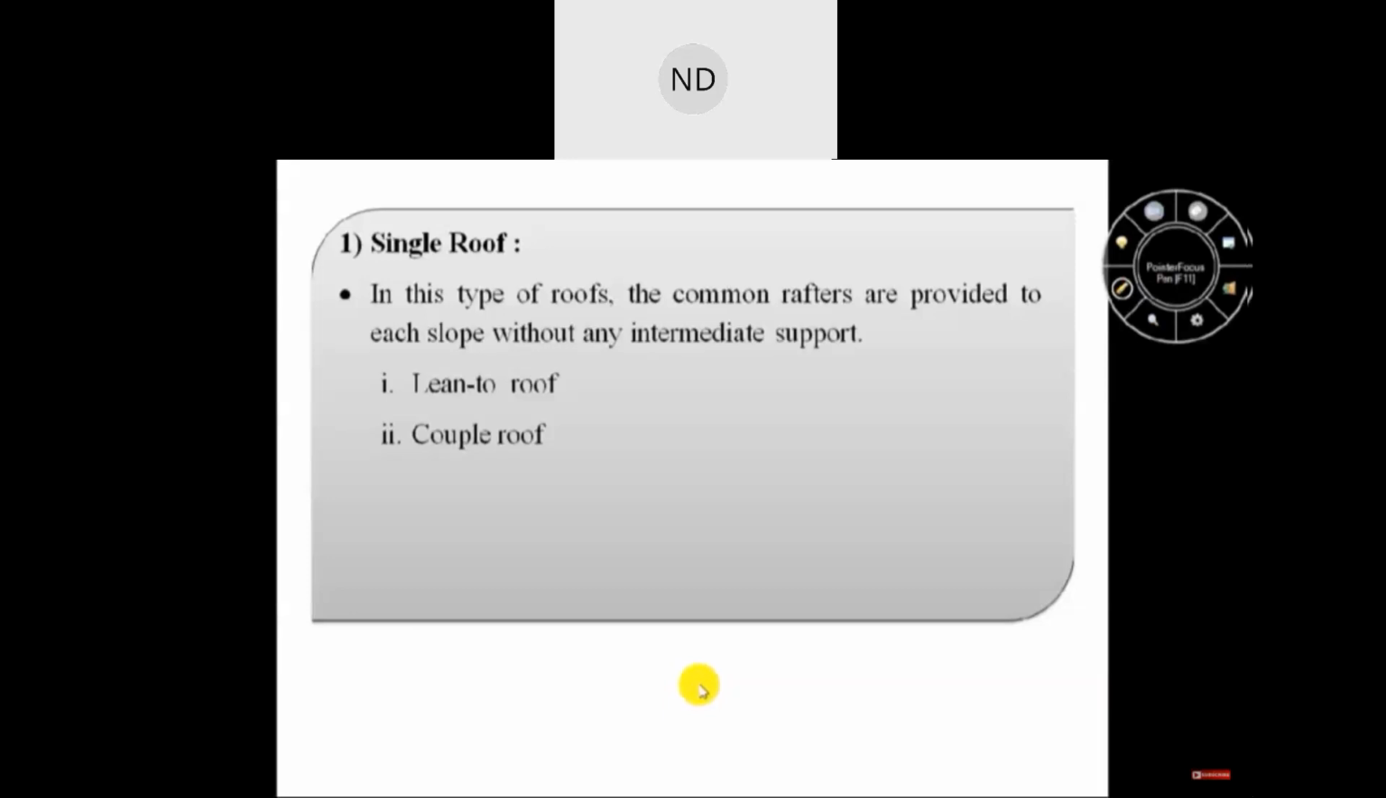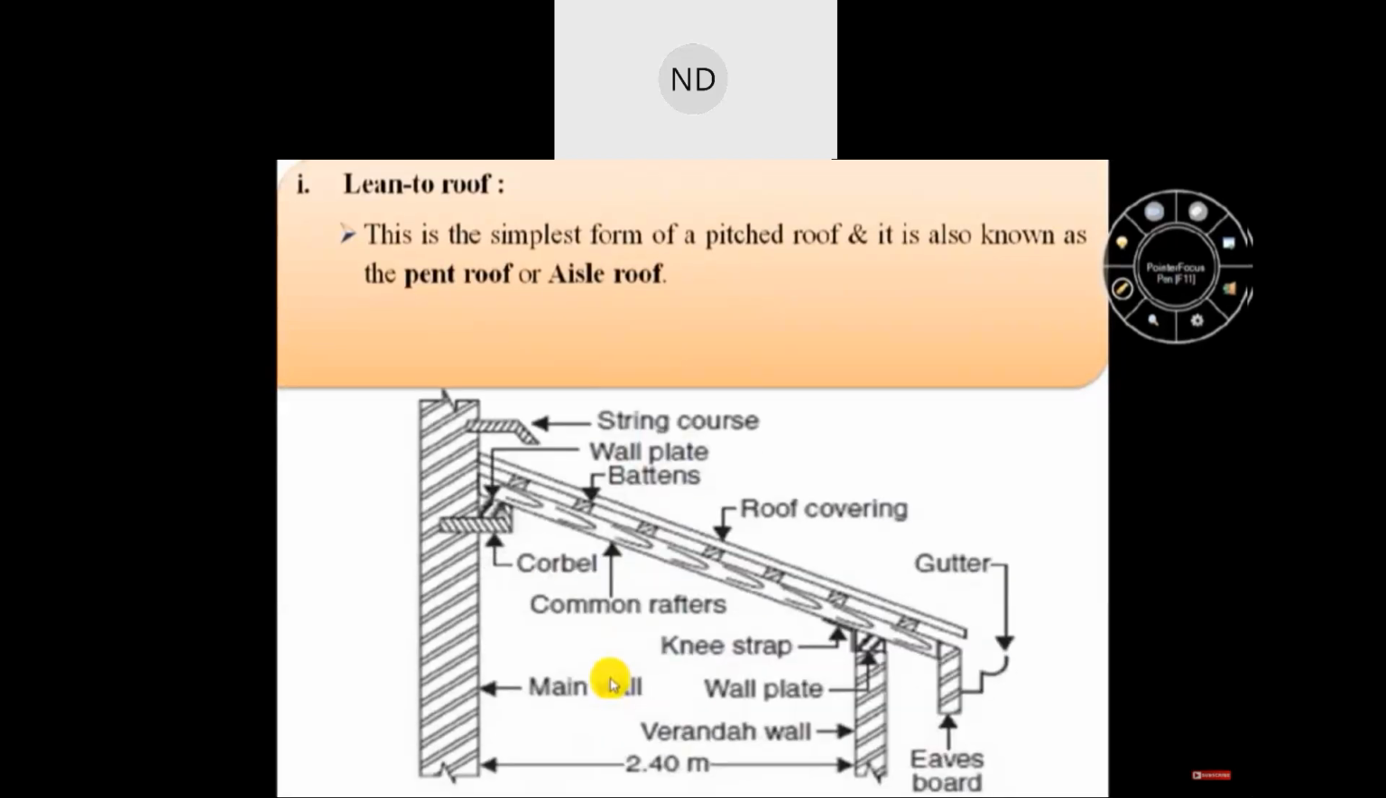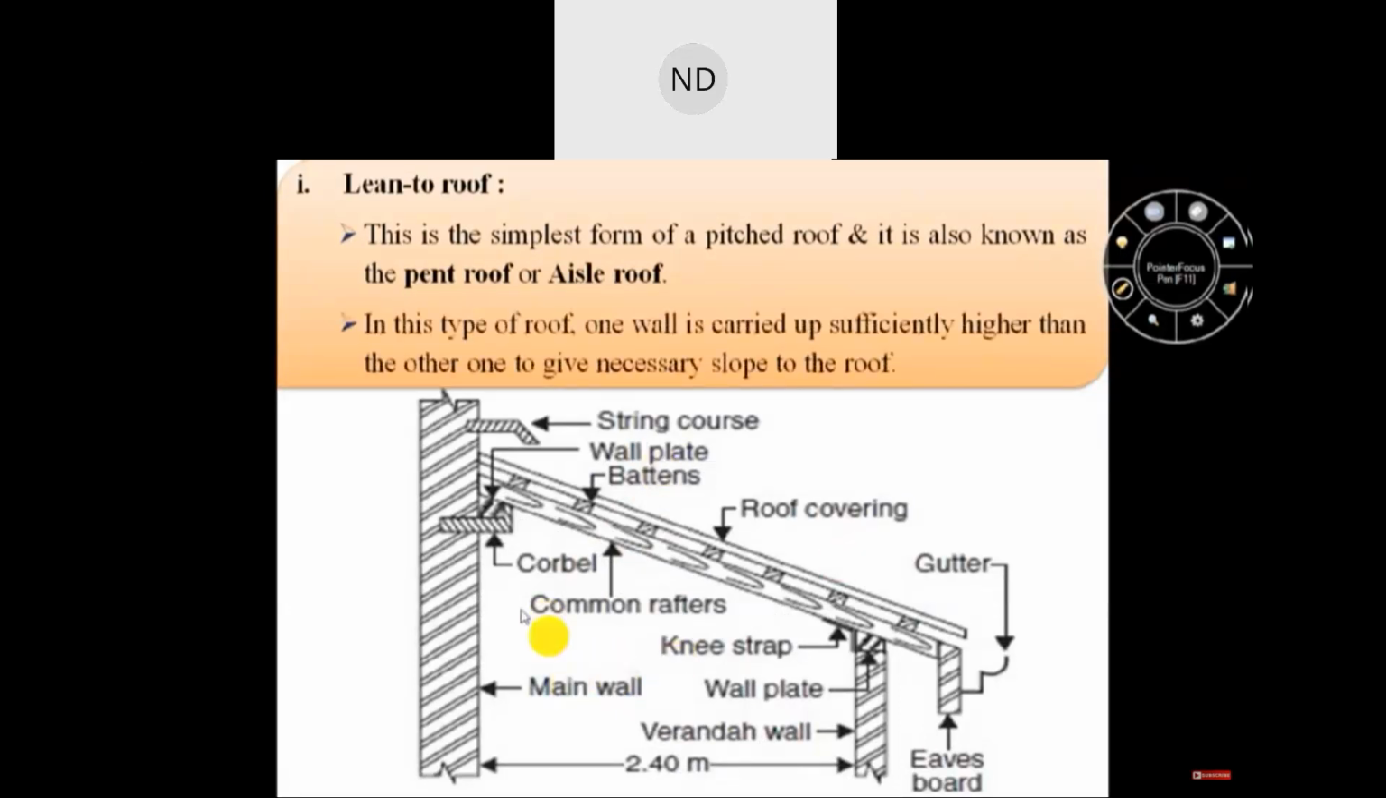Single roof has five forms. First one is lean-to roof, second one is couple roof, third one is couple close roof, fourth one is collar beam roof, and fifth one is collar and scissors roof. So now we will discuss these five forms of single roof one by one. So firstly we will discuss lean-to roof. So lean-to roof is the simplest form of pitch roof, and it is also known as pent roof or aisle roof. So this image shows lean-to roof.